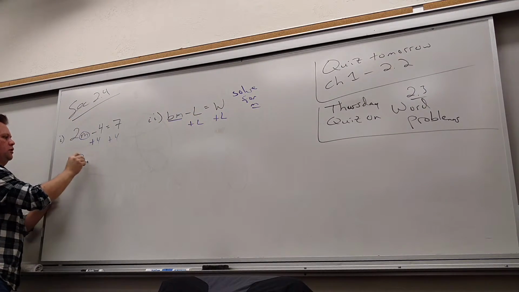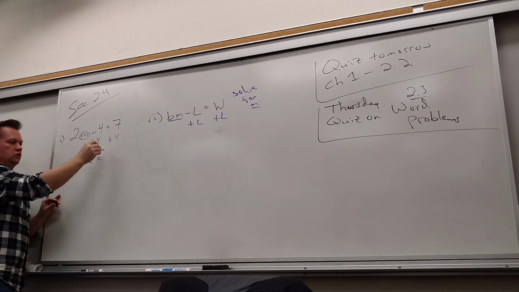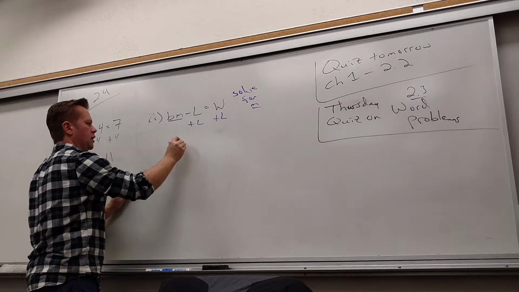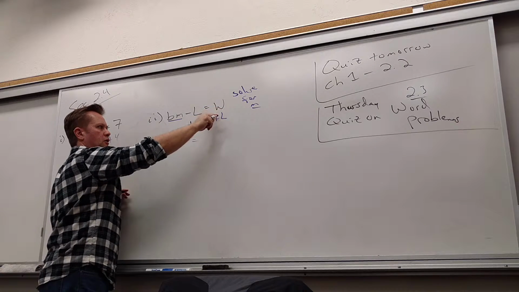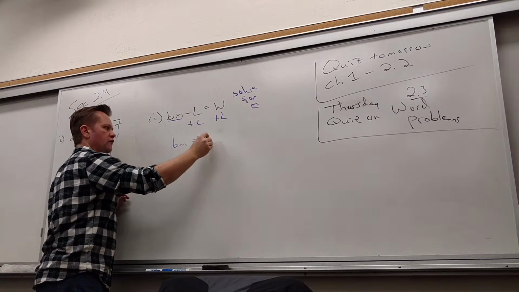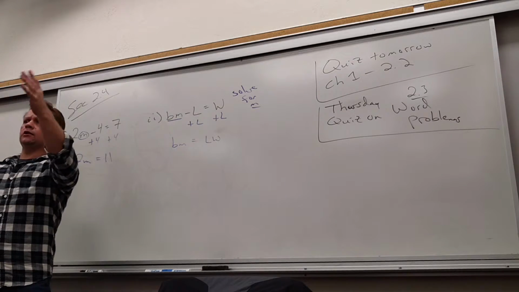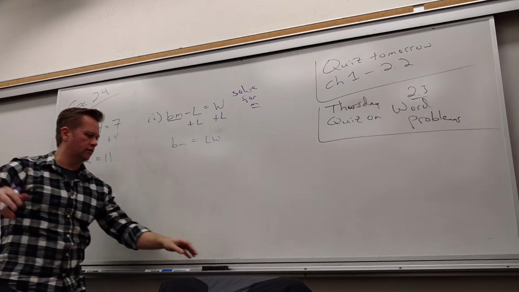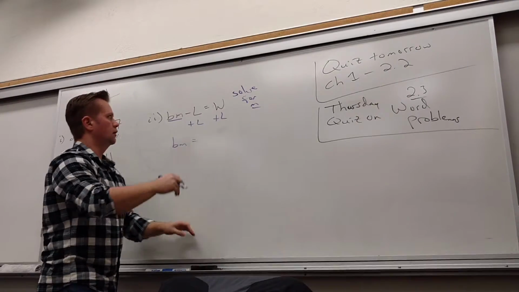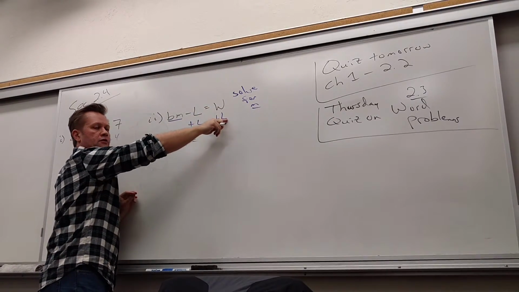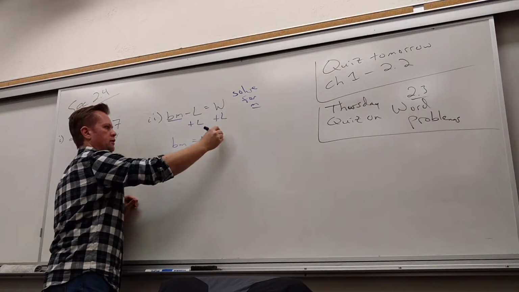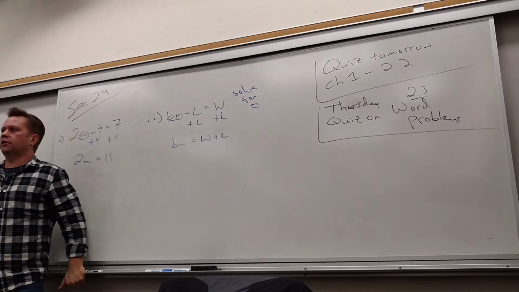Over here I get 2M equals 7 plus 4 is 11. Over here I get BM equals W. Be careful. If you write that, why is that wrong? Don't write that. You made it into multiplication, right? You write exactly how it sounds. W plus L, that's what it is. Because I don't know what it is.